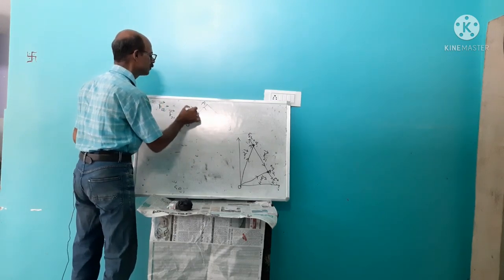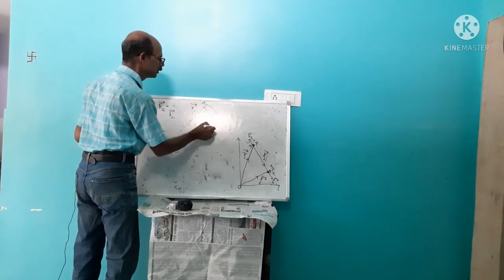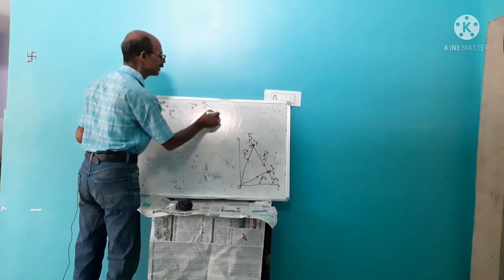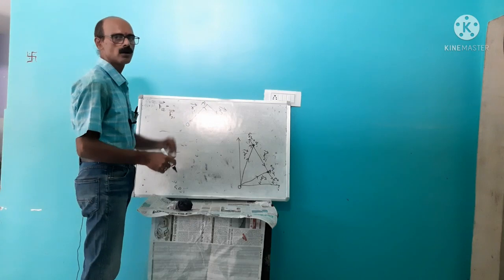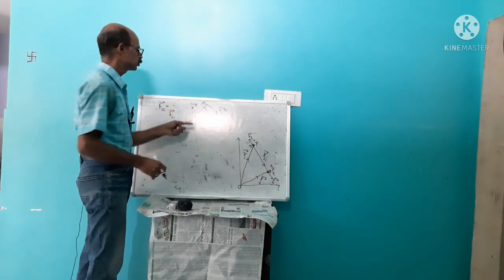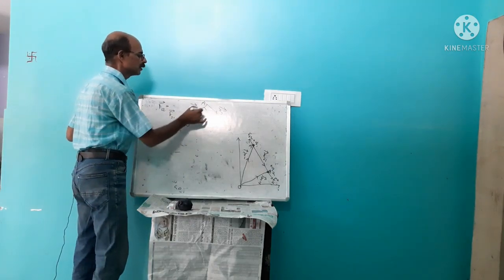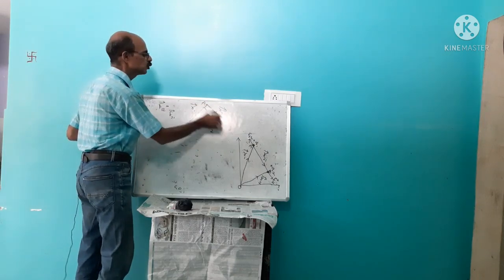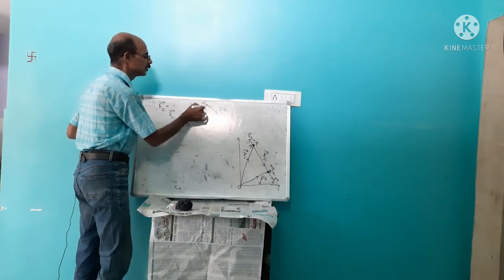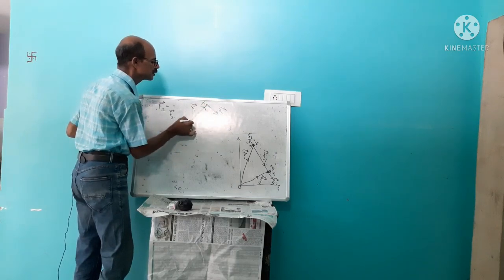OAB. We have this is R1, this is R2, and this is R21. Now we use the triangle law of vector addition. According to the triangle law of vector addition, this plus this is equal to this, because these two are in same order. This is this, this is this.